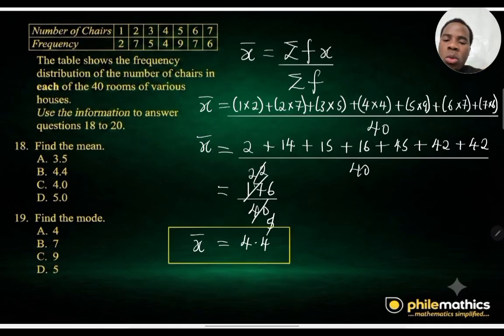Next, we are asked to look for the mode. Our mode is simply the number of chairs with the highest frequency. If we check the frequency, it shows that 5 has the highest frequency of 9. It means 5 and not 9. 5 is the mode because it has the highest frequency.